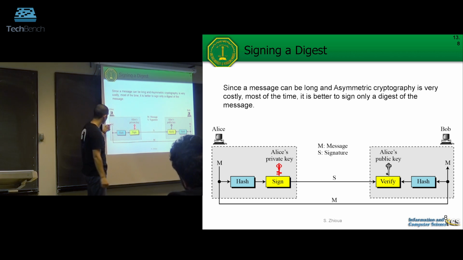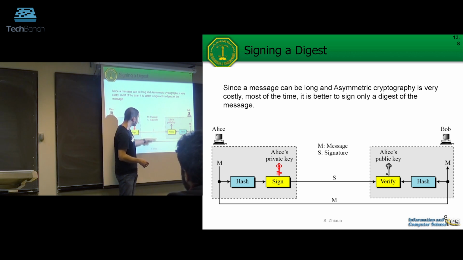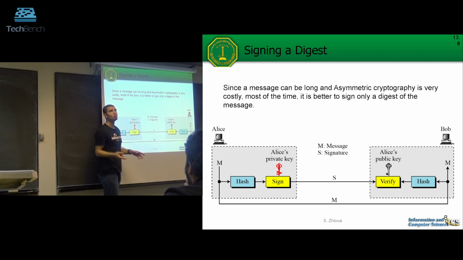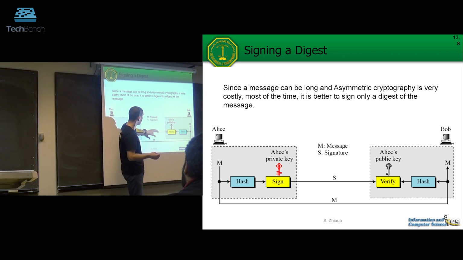So basically what you do, this is your message, you compute the hash, you obtain some hash value out of that data, then you encrypt it, so you sign it basically. You sign just the hash. You take that digest and you encrypt it with the private key, and then you send both the message and the signature. Okay? So you send both the message and the signature.